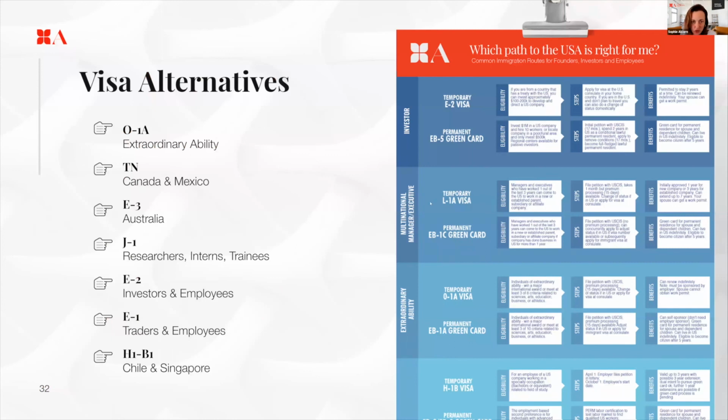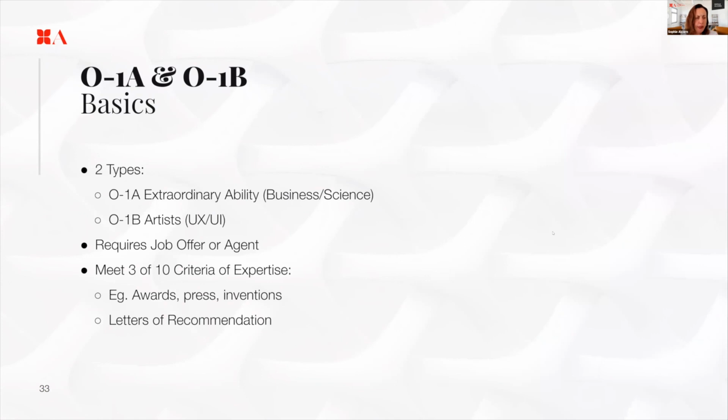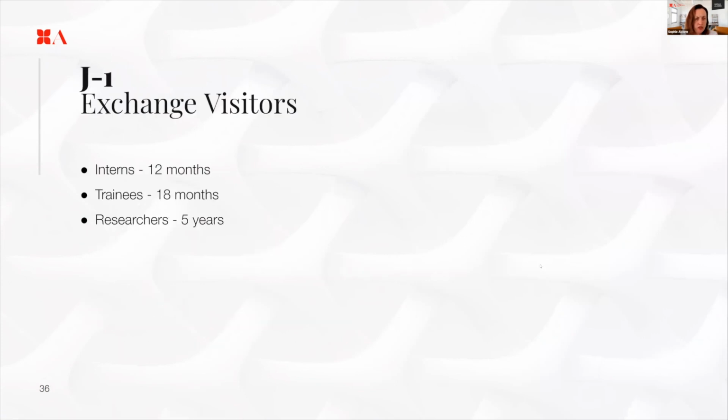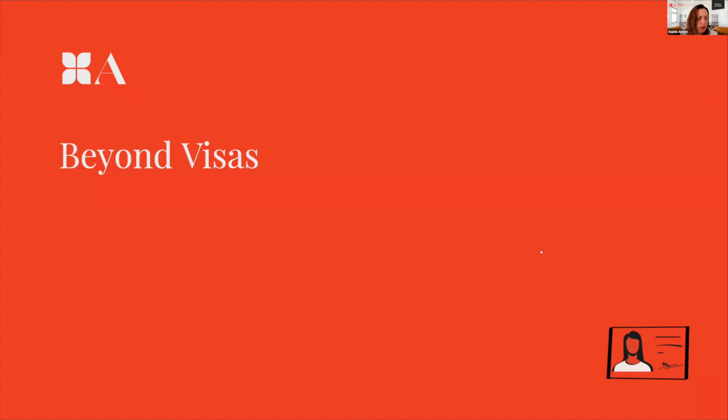The O1s for extraordinary ability, we get those for a lot of startup founders. For people from Canada, Mexico, Australia, Chile, and Singapore, there are special types of visas. If your company is doing trade or is owned and invested in by people of a specific country, there might be the E1 or E2. There's J's for people to come do research or get trained for a year and a half or do research for 5 years. So there are many alternatives. L's for people transferring from one branch of a company to another.